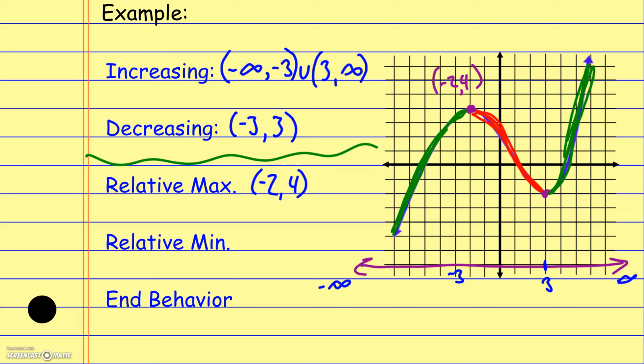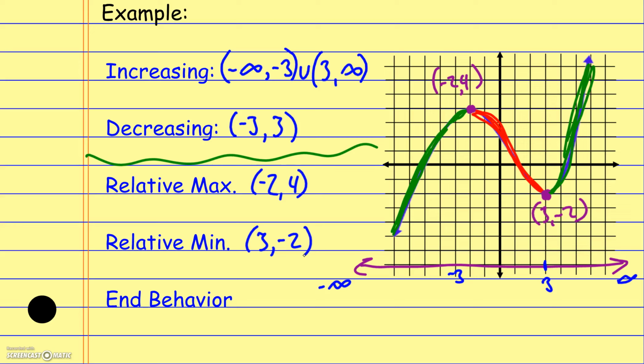And then relative minimum, again, I already labeled this. Here the function goes from decreasing to increasing. That's the ordered pair 3, negative 2. That's my relative minimum. It's just a low point on this thing. And keep in mind, you could have more than one relative maximum. You could have more than one relative minimum.